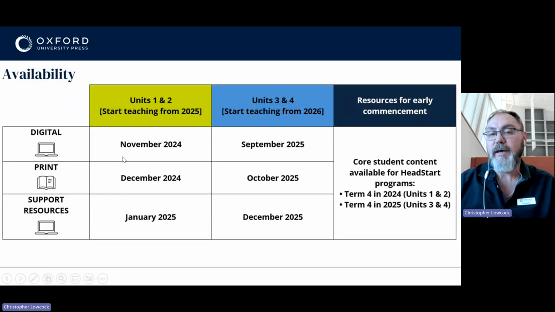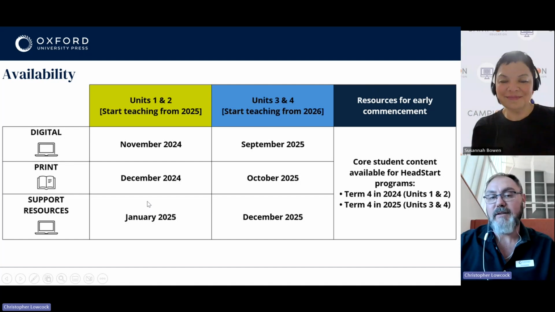Here's just to give you a quick idea on the availability of when we will be delivering. We will have early subjects, core content delivered ready for term 4, and then the full course content will be delivered for units 1 and 2 in November. And for 3 and 4, that'll be delivered in September 2025. Physical print products arrive in December for units 1 and 2. And all the digital resources, so all the online exams and everything, will be rolled out.